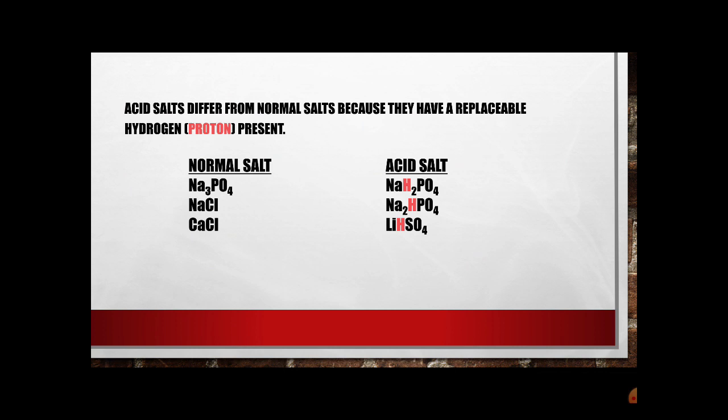Acid salts react similarly to acids, so they can react with bases to form a salt and water, with carbonates to form a salt, water, and carbon dioxide, or with a metal to form a salt and hydrogen gas. To test if a salt is acidic, react it with a metal and test to see if hydrogen is produced, or with a carbonate and test to see if carbon dioxide is produced.